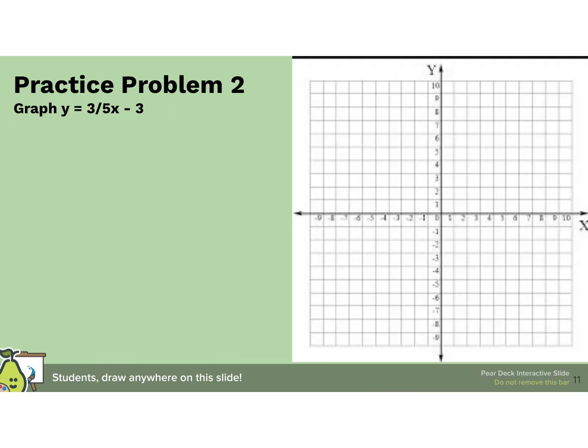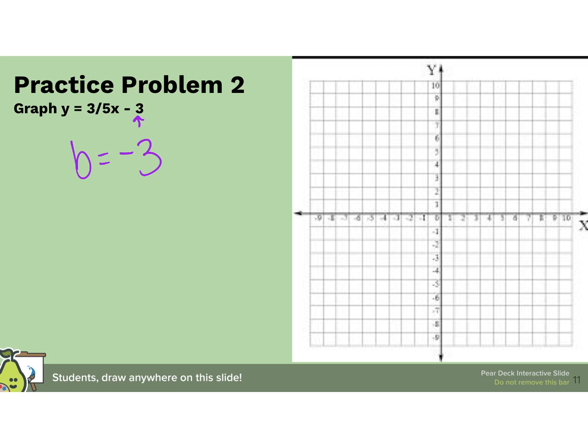Number 2, now we're graphing, okay? I have the equation, but I need to graph it. So I start with my y-intercept, which is always the second number, the b value. It's -3. Don't forget that negative. A lot of times we're just saying 3, but that's a different number, right?